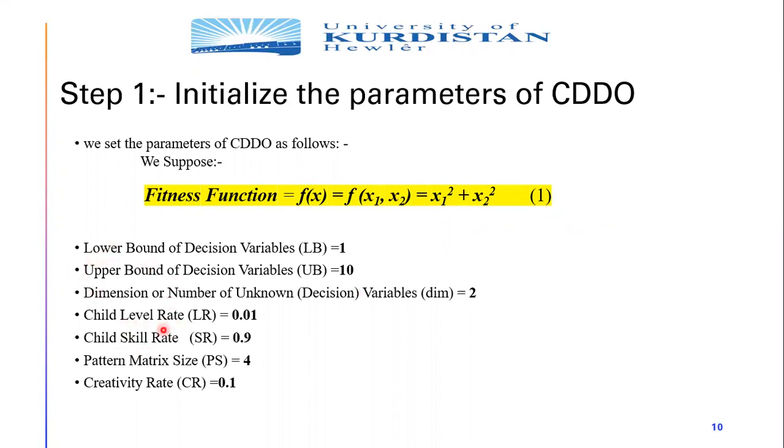But for this particular case, we have two dimensions. Now here, some initialization: lower bound of the decision variable, we start with 1, upper bound 10, dimension of the variables 2, x1, x2. Child level rate is 0.01. We started with that value. And then skill rate starts with 0.9. Pattern matrix size, PS, 4. And then creativity rate, 0.1.